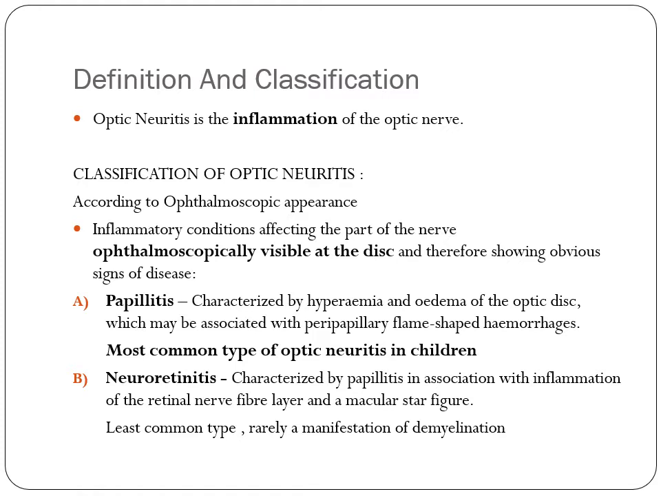Depending upon the ophthalmoscopic appearance, that is, fundoscopically how the optic nerve looks, optic neuritis is classified. If it is visible at the disc and therefore shows obvious signs of disease, it is classified as papillitis. It is characterized by hyperemia and edema of the optic disc, which may be associated with peripapillary flame-shaped hemorrhages. This is the most common type of optic neuritis seen in children.